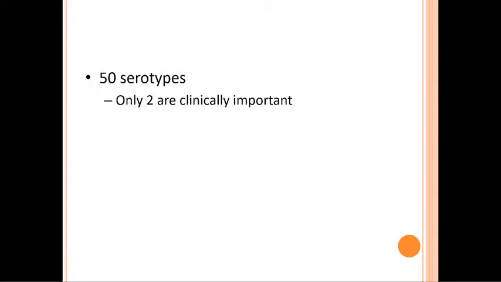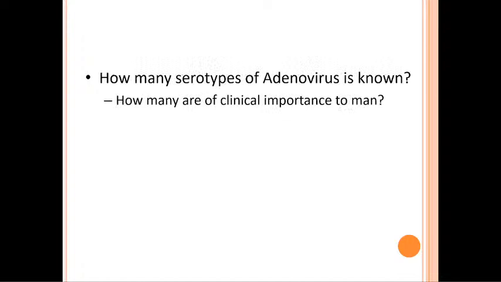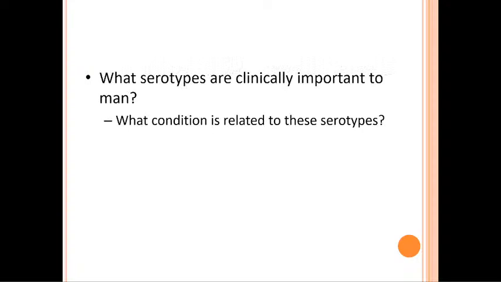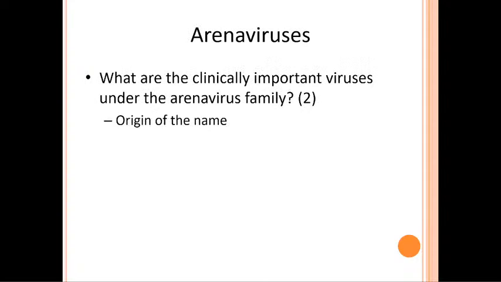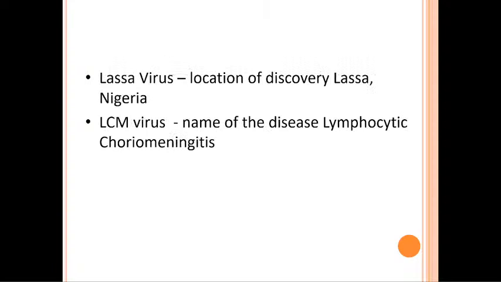Nowadays, I think I updated my lectures a couple of weeks ago when I was teaching a review class. It's now up to 70 serotypes. Okay? But the only thing that you need to remember is that there's only 2 adenoviruses that are clinically important. Now, what serotypes are clinically important to man? Specifically, serotype 4 and 41, which can cause infantile gastroenteritis. Okay? Infantile gastroenteritis. Next, we're going to talk about arenaviruses. The arenaviruses that are clinically important under these are your Lassa virus and your LCM virus. Alright? Lymphocytic choriomeningitis. Okay?